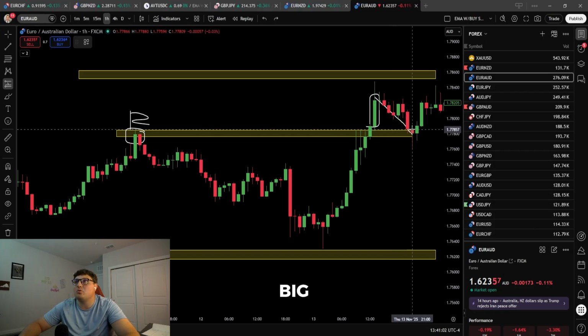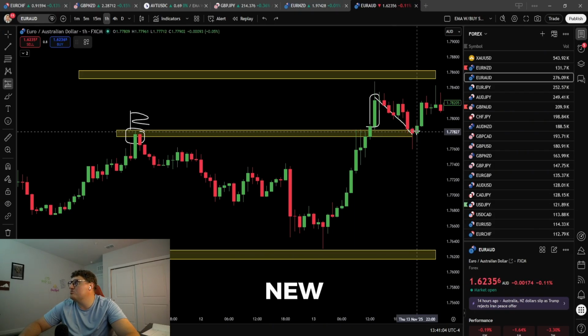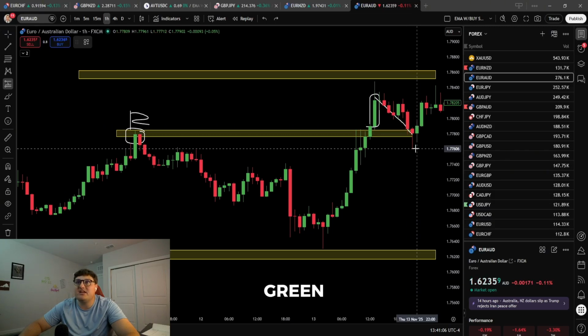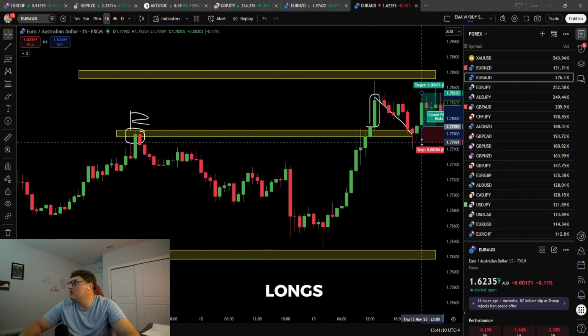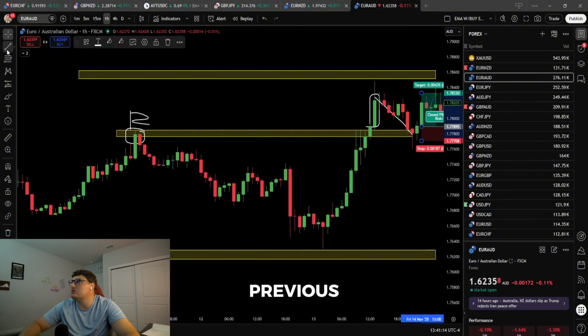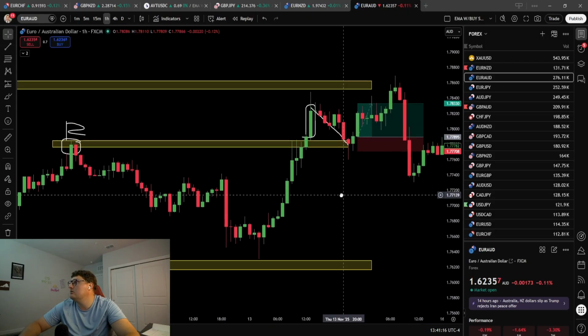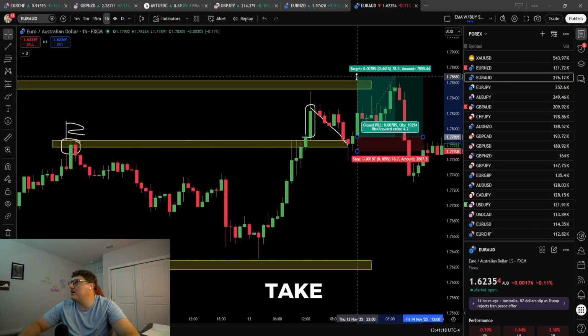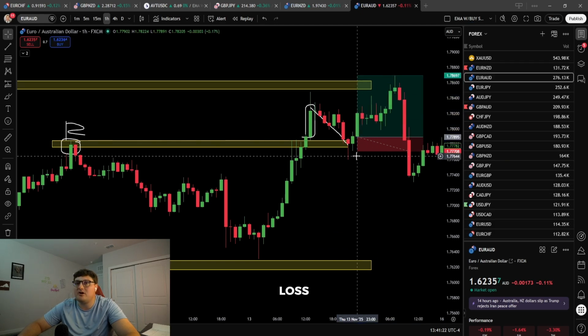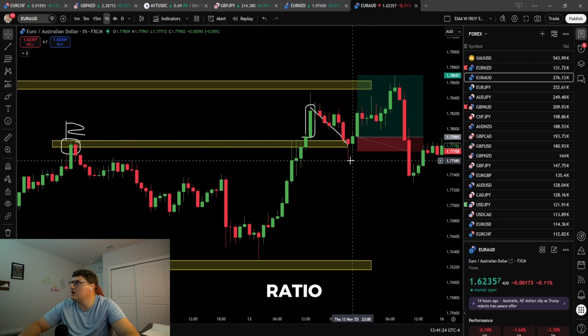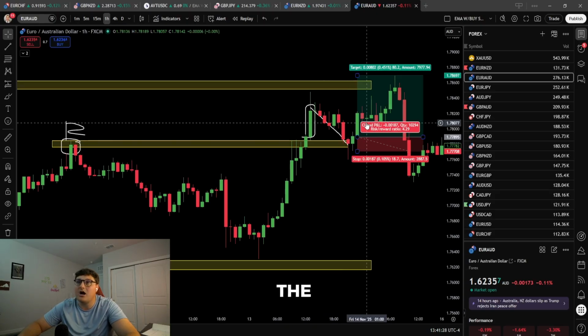Now that we've found the new support, let's go ahead and get in a long position. After we see this big wick rejecting our new support and a green close above the key level, we could look to take longs here. We'd put a very tight stop loss below the previous low of that candle. And we could look to take longs up toward the top here, with a very tight stop loss and a good risk to reward ratio. And that is how you identify a break of structure toward the upside.